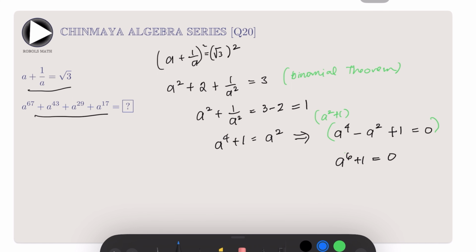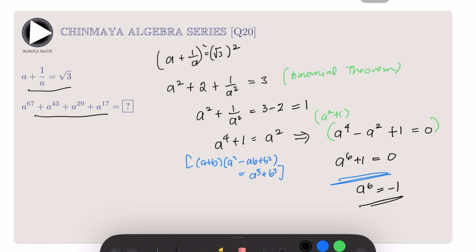Again, just to recap, we know that a plus b times a squared minus ab plus b squared is equal to the sum of cubes. And that's what we did in this part. By solving for a to the 6, we get a to the 6 is equal to negative 1. And this value will be important in simplifying the required expression.